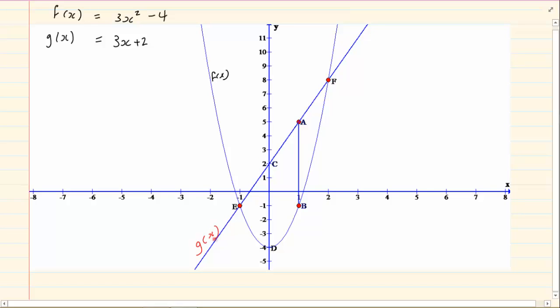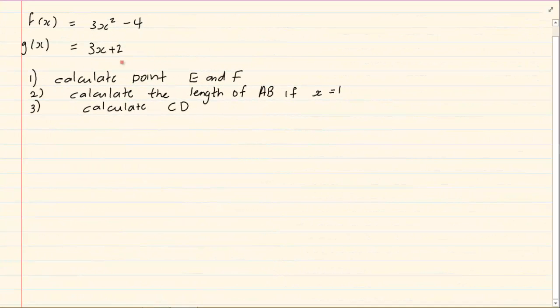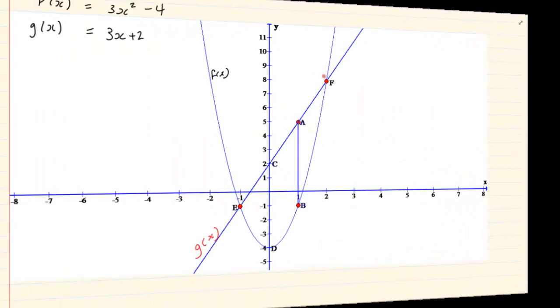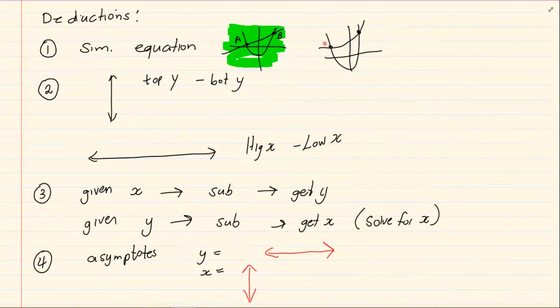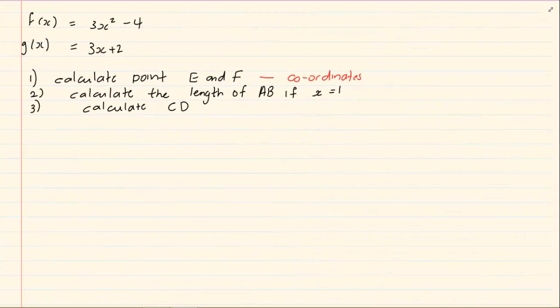Now what kind of deductions can they ask you from this graph? If they give you the equations and they tell you calculate the points of E and F, so they want us to get the coordinates of these points. What do we do? If you look, the coordinates of F and E are exactly where the two graphs cut. And when two graphs cut, what do we do? Simultaneous equations.